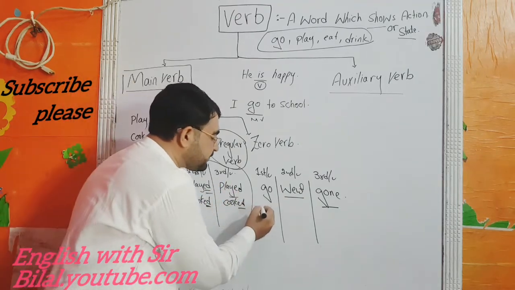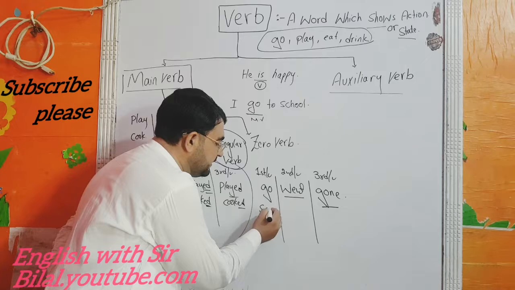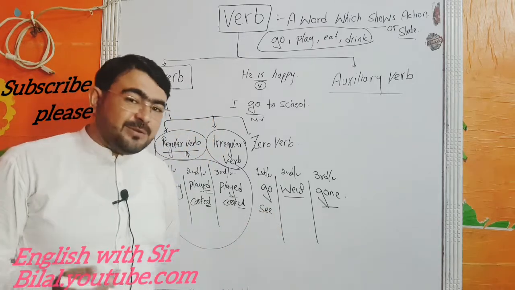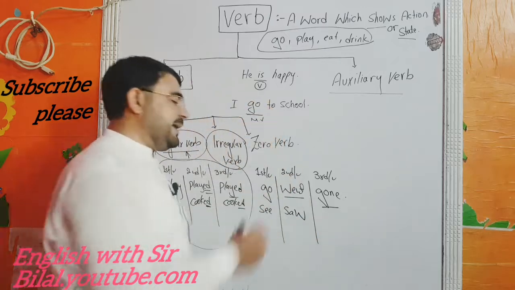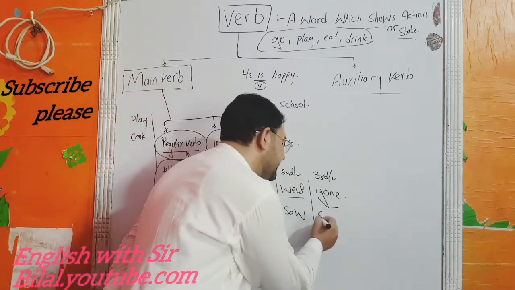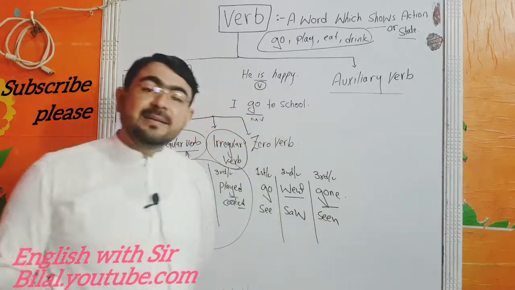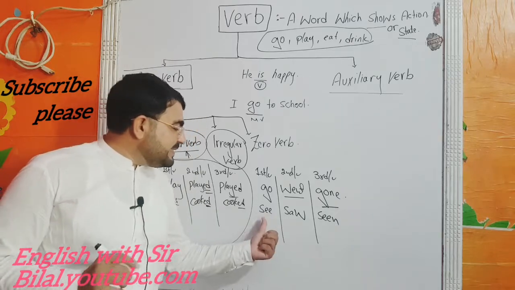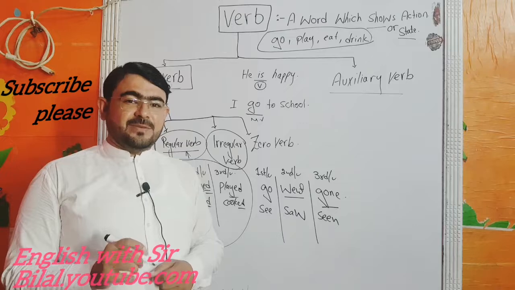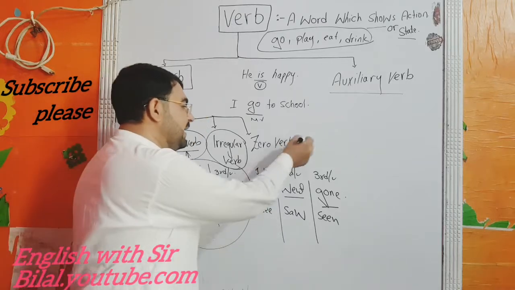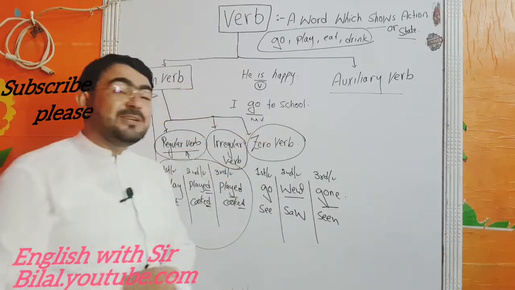For example, see is the first form. What is the second form of see? Saw. Very good. Saw is the second form, and seen is the third form. Seen is the third form of verb. So see, saw, seen. This is irregular verb. Very good. Now the last one is zero verb.